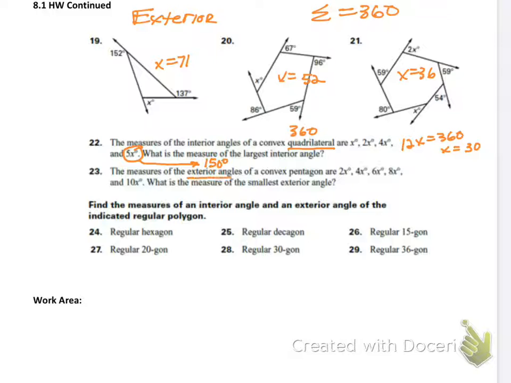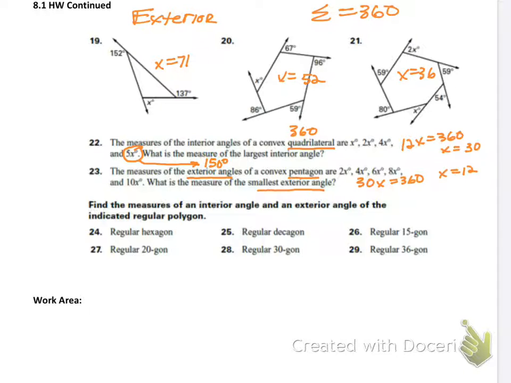Okay, the measures of the exterior angles of a convex pentagon are the following. The exterior angles sum to 360. What's the measure of the smallest exterior angle? Well, this time they're going to sum up to 360, so add up all your x's. I got 30, so 30x equals 360. So it looks like x equals 12.